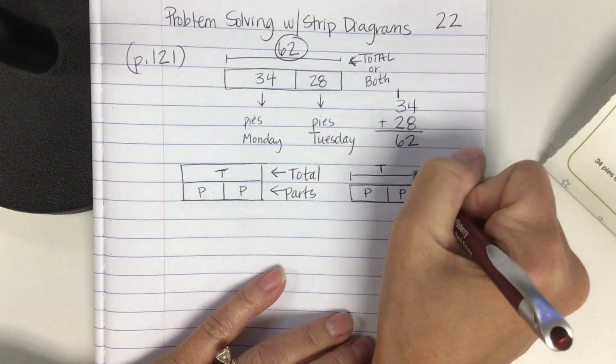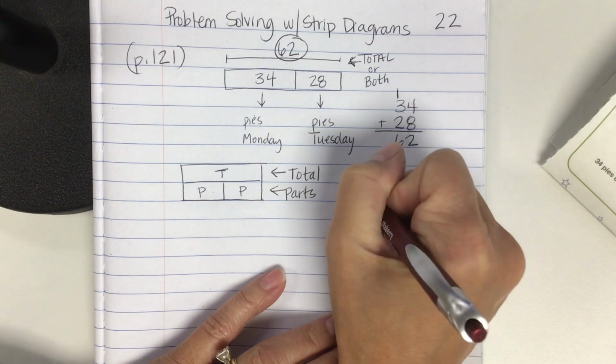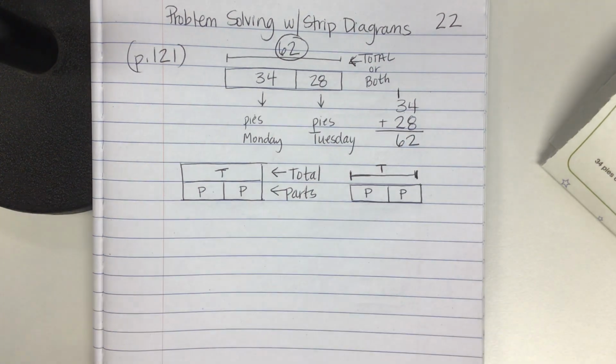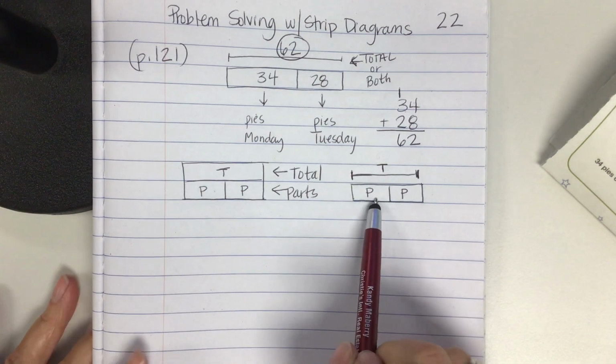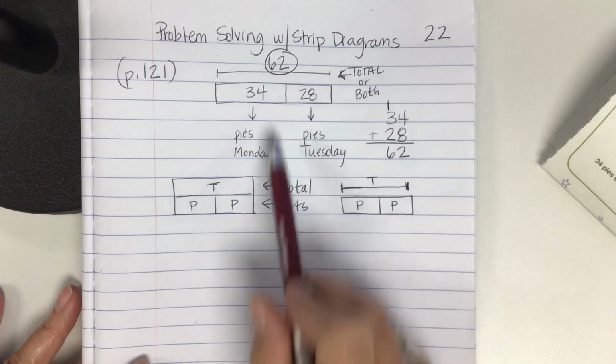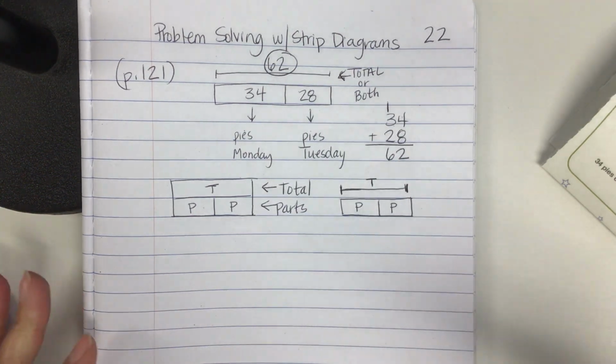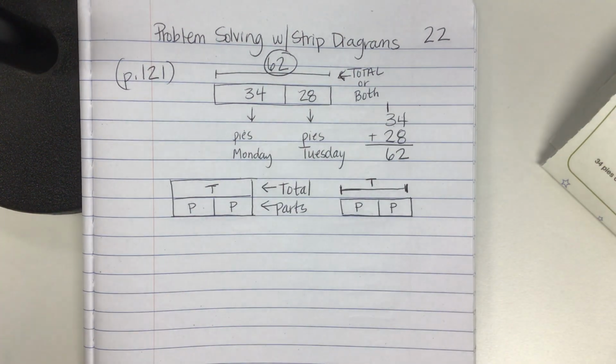Part, part, total. Sometimes they do rectangles. Sometimes it looks like this. Either way, they're showing you have your 2 parts and your total on top. So when I have my parts and I don't have my total, I know I'm adding. So what do I know? I know my parts. What am I looking for? I'm looking for my total. So I know I'm going to add.